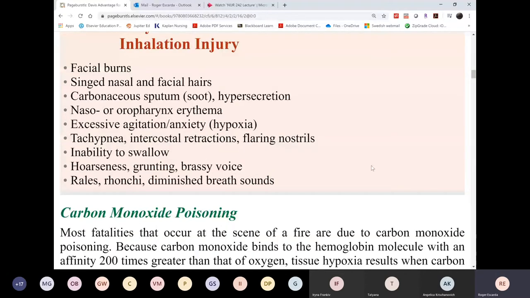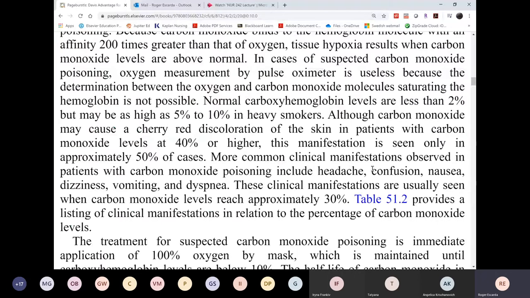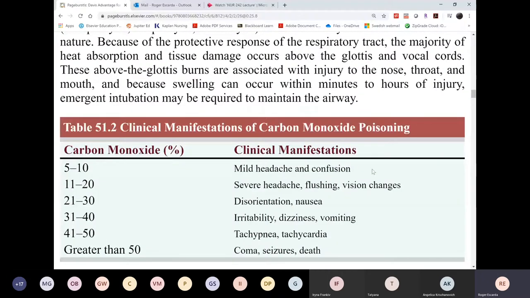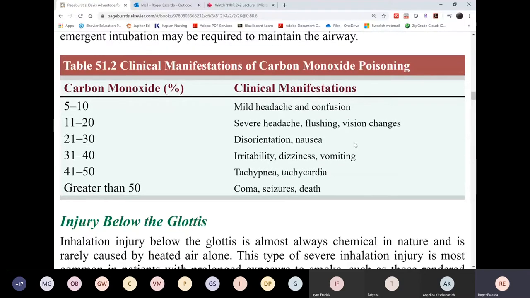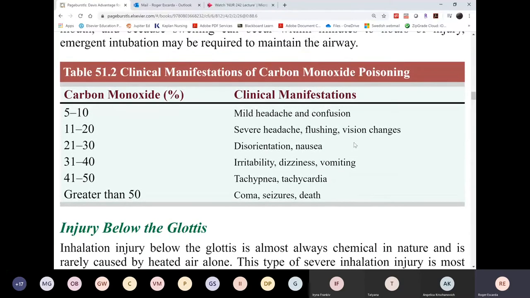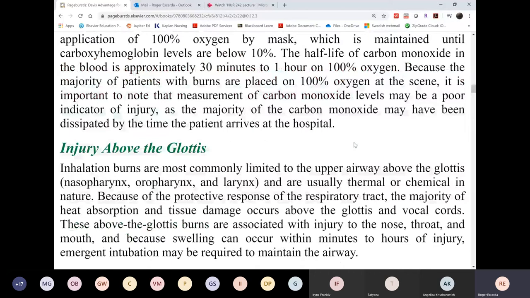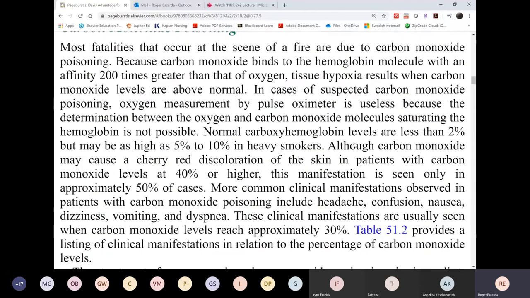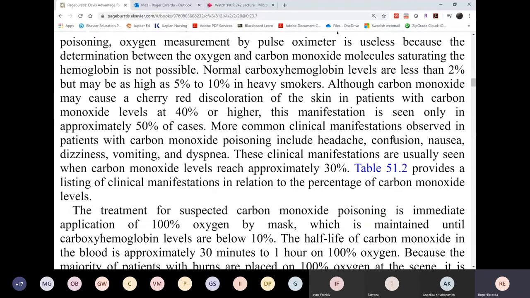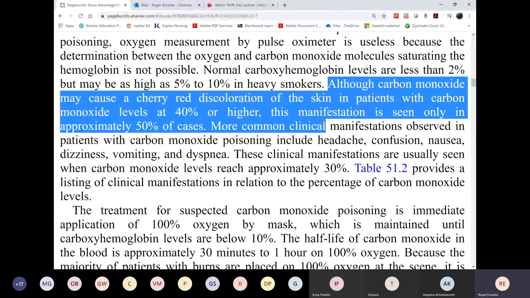CO poisoning. I won't test the levels, like this one, table 51.2. These are specific to carbon monoxide poisoning. The only thing here is, how does the patient look? That will be my only question on the exam. How do you know that the patient has sustained carbon monoxide poisoning? How does the patient look? So the manifestations are here.